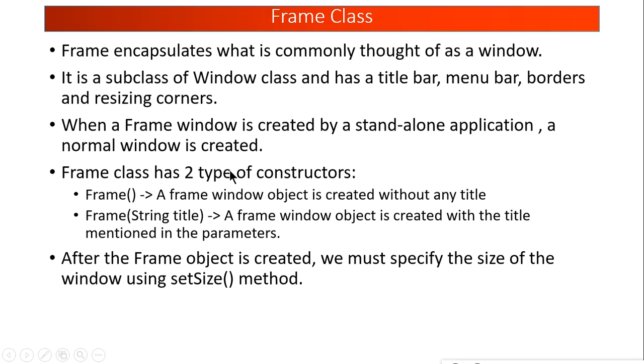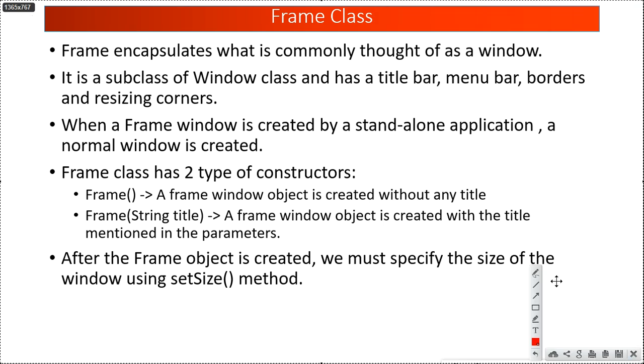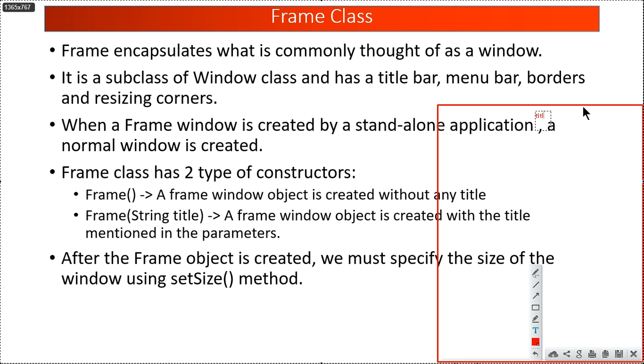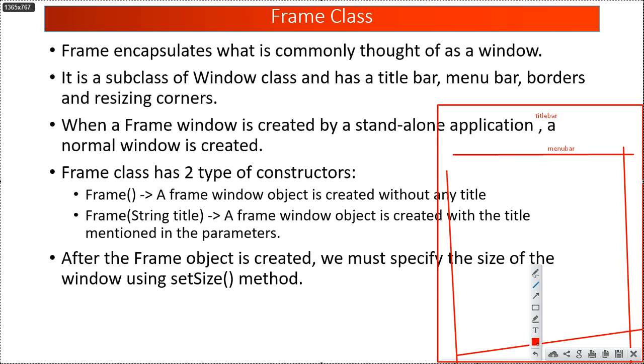Okay. Now let's study the frame class. This is a short overview of the frame class. The frame class inherits from the window class and has the properties of the window class. When you create a frame, you will get a title bar, you will have a menu bar, and you will have the borders. You can resize the corners as well. You can expand or shrink the size of this box.